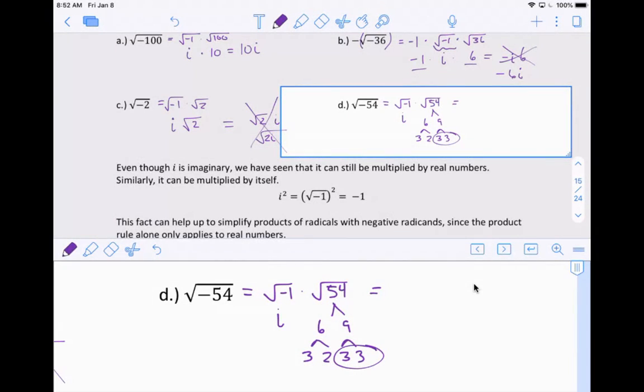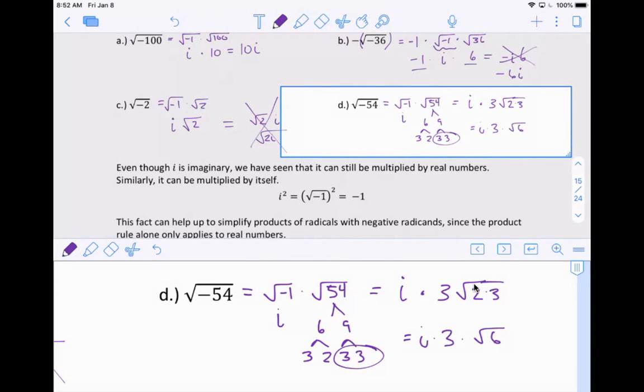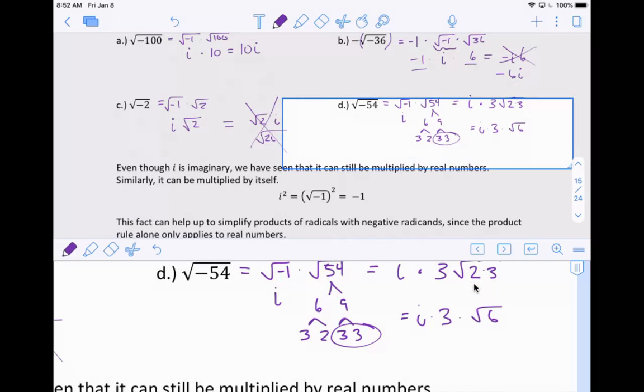This has become an i. So I've got i times 3 root 2. I'm sorry, 3 root 2 times 3. Which would be i times 3 times root 6. But again, we don't like to put the i in front of a real one, so we'd have 3i root 6.